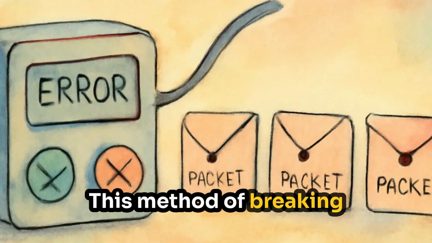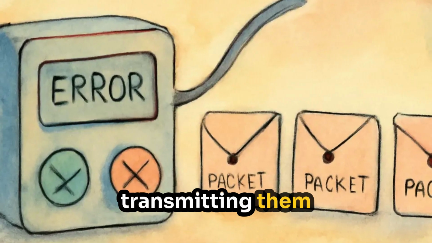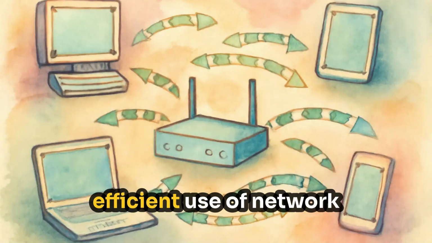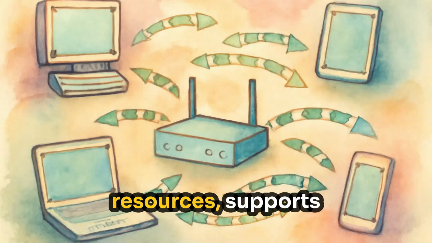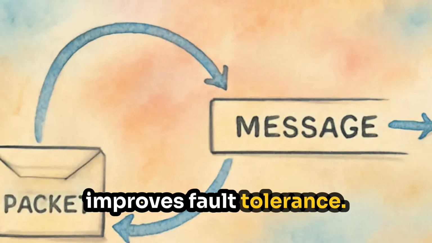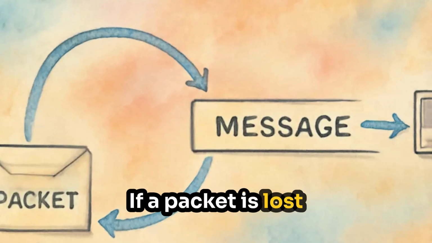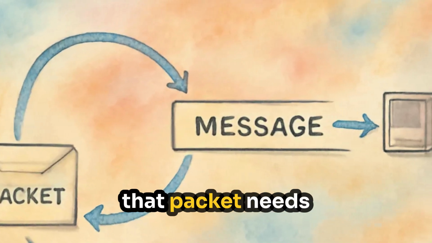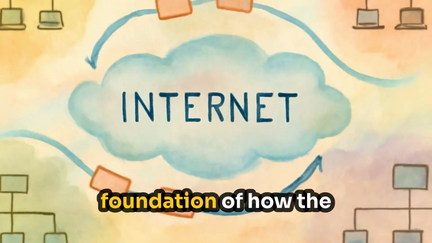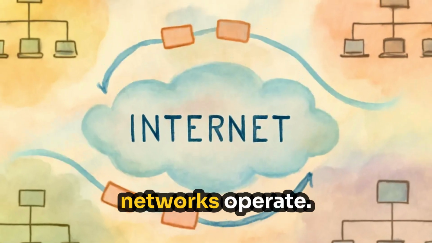This method of breaking data into packets and transmitting them over networks is called packet switching. It allows for more efficient use of network resources, supports multiple connections simultaneously, and improves fault tolerance. If a packet is lost or damaged, only that packet needs to be resent, not the entire message. This system is the foundation of how the internet and modern networks operate.